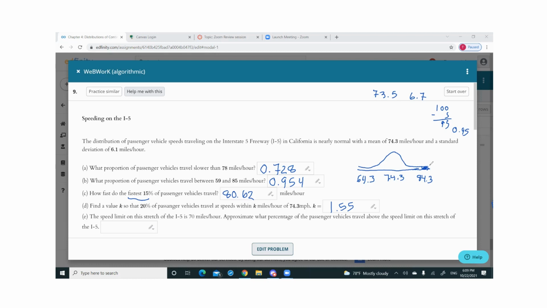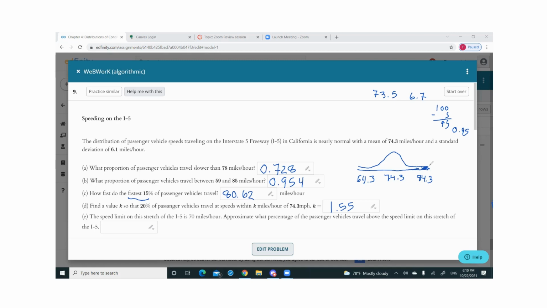Yeah, so for yours, you'll just go second vars, inverse norm. Your area will be 0.95, your mean will be 73.5, and your standard deviation will be 6.7. And then you just hit enter, and you'll have 84.52. Oh, I get 99999.